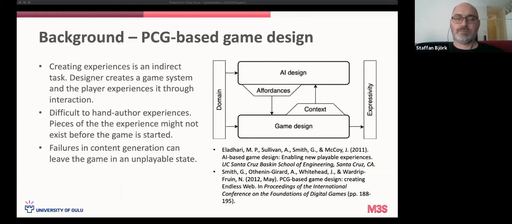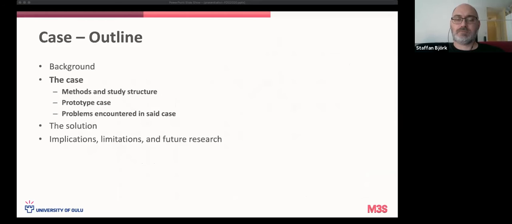On the right-hand side, you can see the PCG-based game design process. This process has two main elements of interest: game design and AI design. Game design provides context for AI's decisions, while AI provides affordances for the new forms of gameplay. As you now know some background on PCG-based game design, I will now present to you the case being studied, that includes methods and study structure, the prototype case, and the problems encountered in said case.